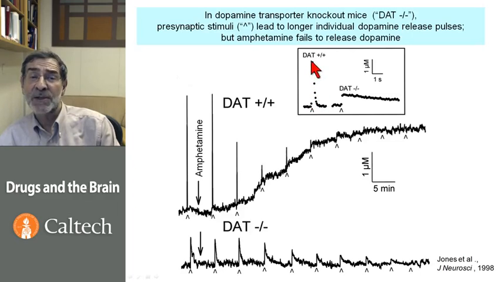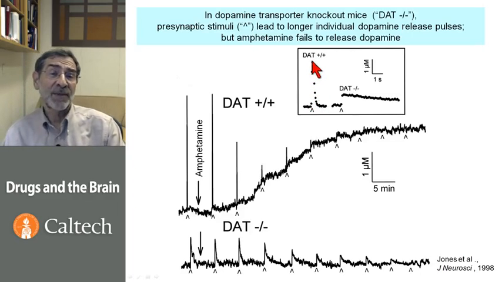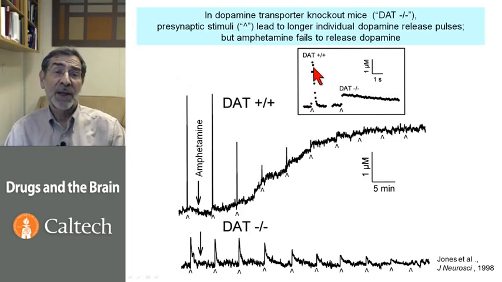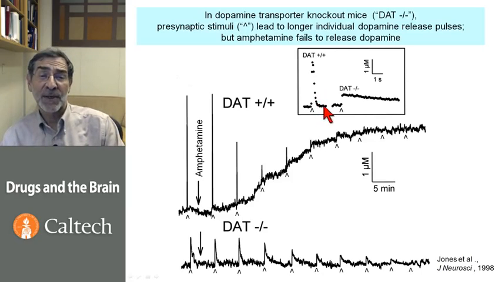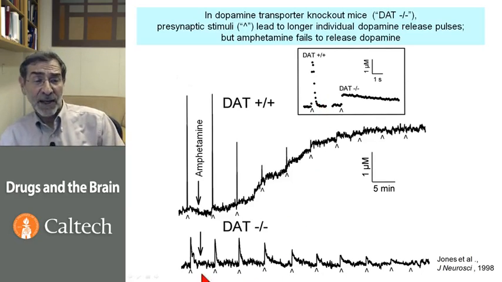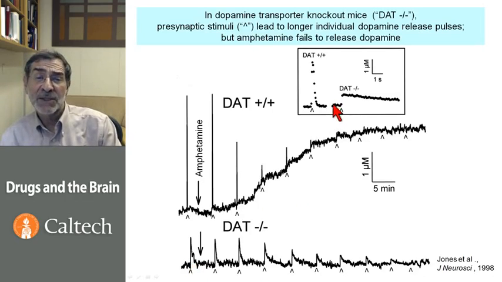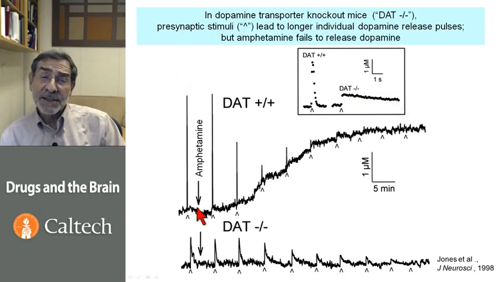It rises to a peak because the dopamine is released from the presynaptic terminals. It decays because the dopamine transporter is taking it up into the neuron. In the dopamine transporter knockout mice, there is less dopamine in the presynaptic nerves, so the pulse of dopamine is not so high. And very importantly, it takes a lot longer to clear because the dopamine transporter is absent.